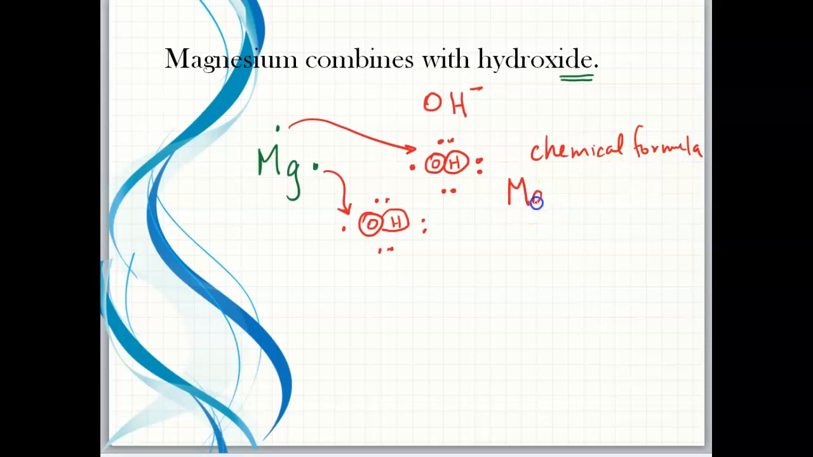So we have magnesium, just one of them, so we keep it as is. But do you notice how you have 2 OHs? We need to represent that in a way. So what we're going to do is put it into parentheses. We have OH twice, okay? So this parentheses shows that you have 2 sets of OH. You do not use parentheses for single elements. You just use parentheses for polyatomic ions. And this would be called magnesium hydroxide.